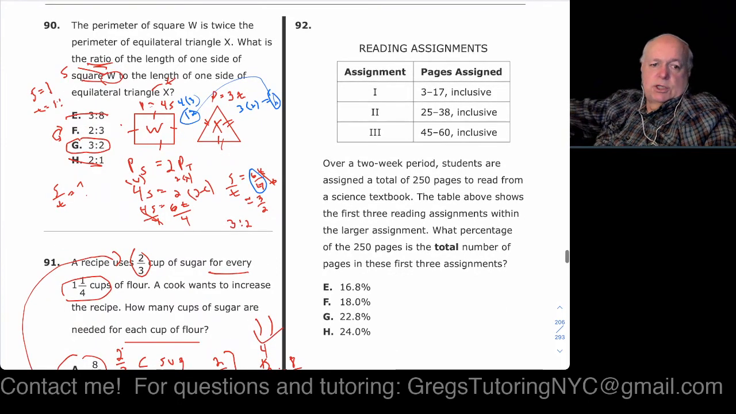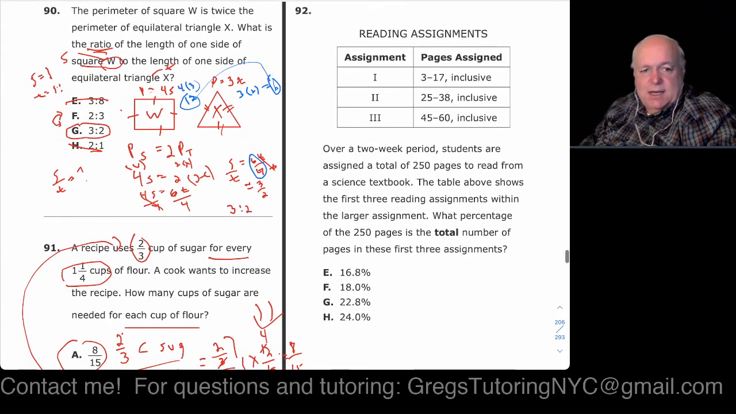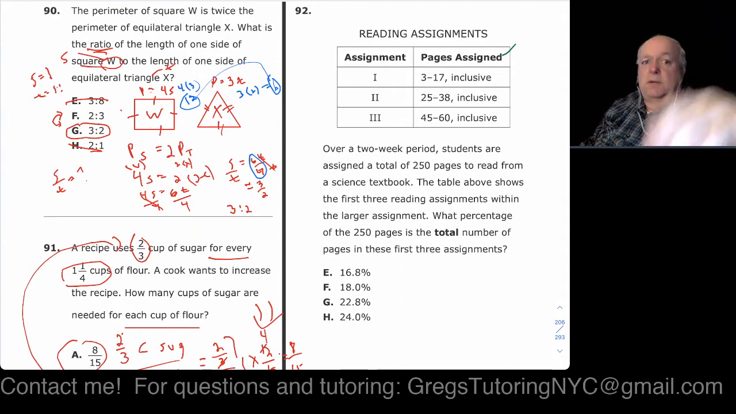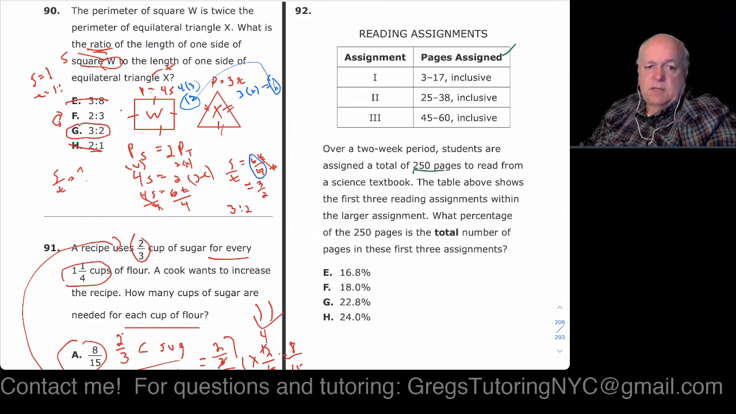All right, so this one has an illustration. It's kind of slightly different, but reading assignments, we have certain pages that were assigned in each respective assignment. I don't know where they're going with this at all. So over a 2-week period, students are assigned a total of 250 pages to read from a science textbook. The table above shows the first 3 assignments within a larger assignment. What percentage of the 250 pages is the total number of pages in these 3 assignments?